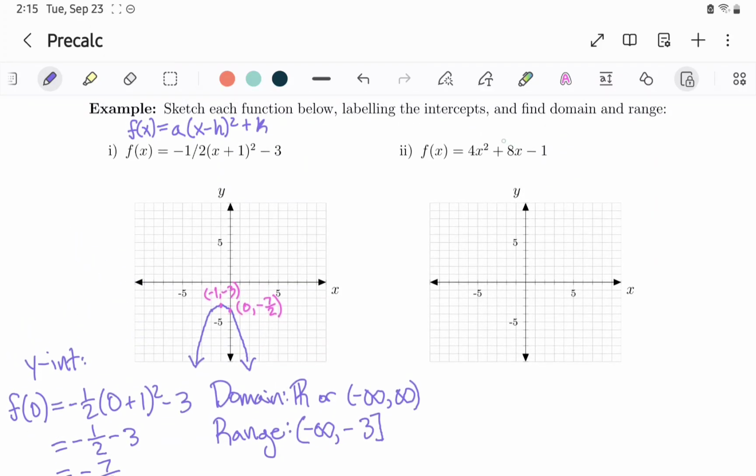And then for our second of these examples, we are given the quadratic function f of x equals 4x squared plus 8x minus 1. So this time our quadratic function is going to be in general form, as we can see. So if we want to figure out what the coordinates of the vertex are, we are going to have to use the formula for the vertex.